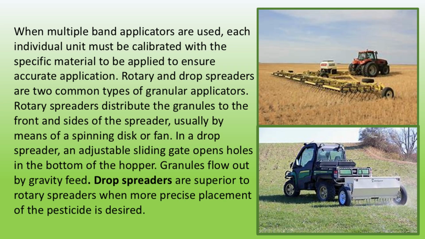When multiple band applicators are used, each individual unit must be calibrated with the specific material to be applied to ensure accurate application. Rotary and drop spreaders are two common types of granular applicators. Rotary spreaders distribute the granules to the front and sides of the spreader, usually by means of a spinning disc or fan. In a drop spreader, an adjustable sliding gate opens holes in the bottom of the hopper. Granules flow out by gravity feed. Drop spreaders are superior to rotary spreaders when more precise placement of pesticide is desired.